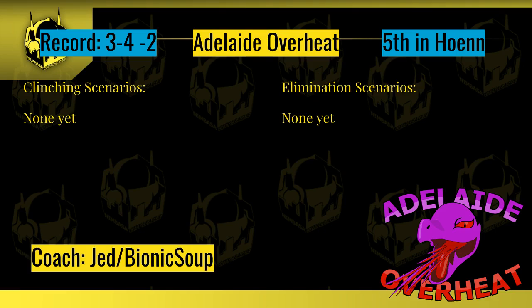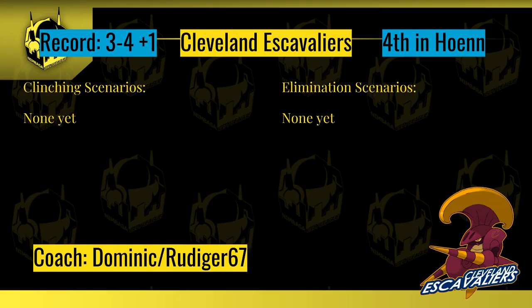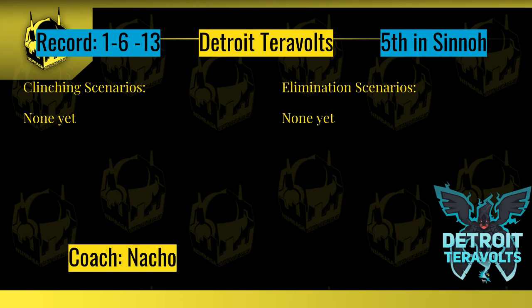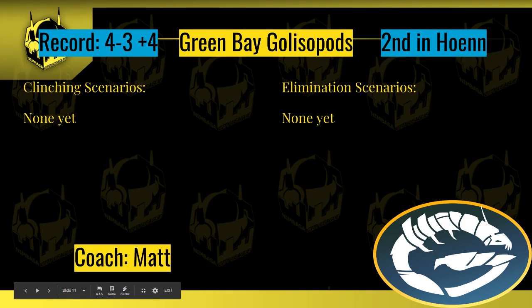So Jed and the Adelaide Overheat, no clinching scenarios, no elimination scenarios. We're just going to zoom through the ones that have nothing. Austin, the Atlantis Raptors, will have clinching scenarios fairly soon, but not currently. Cleveland Navs Cavaliers don't yet either. Hoenn Conference has no clinching possibility, so anyone in Hoenn we're just going to skip right through. Detroit Terravolts may be eliminated relatively soon, but not yet. Whoops, we just skipped over the Green Bay Glycopods. They don't have one either.